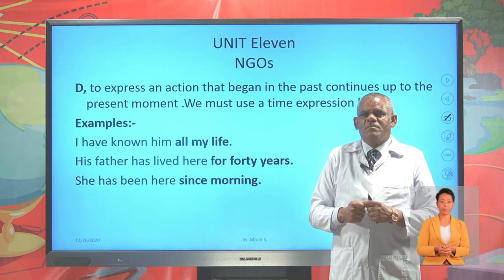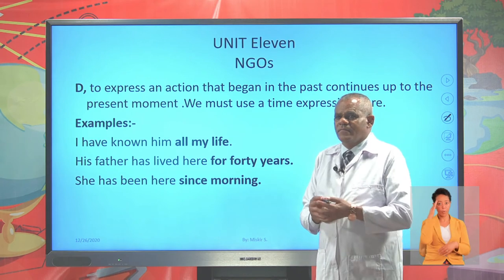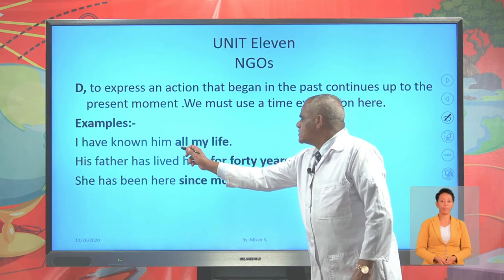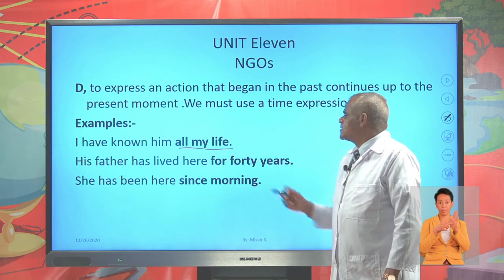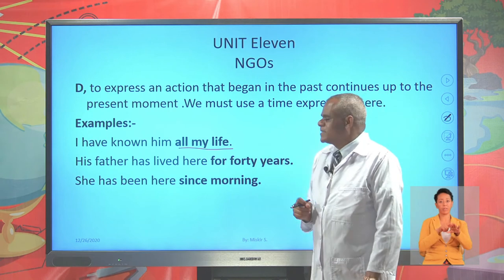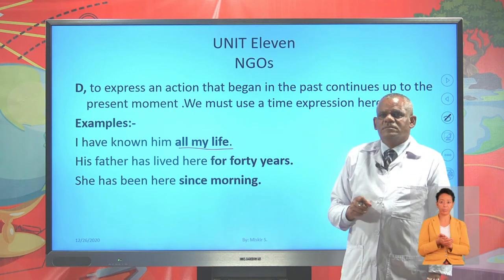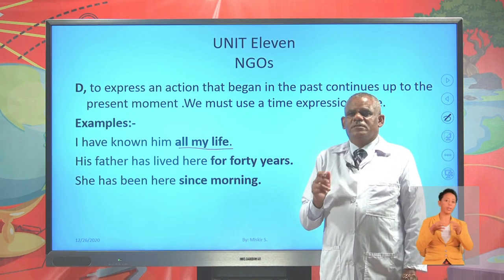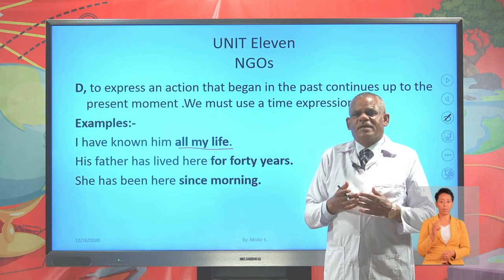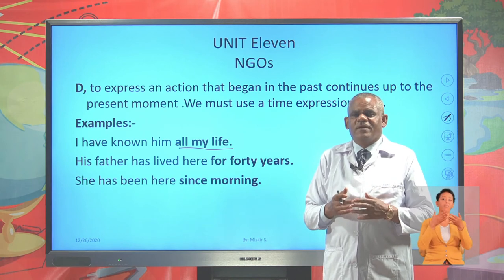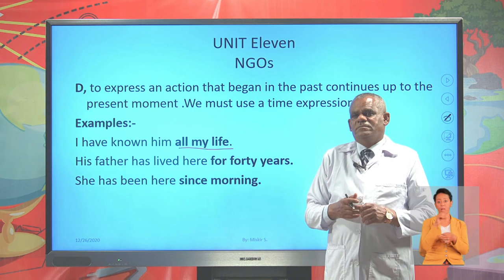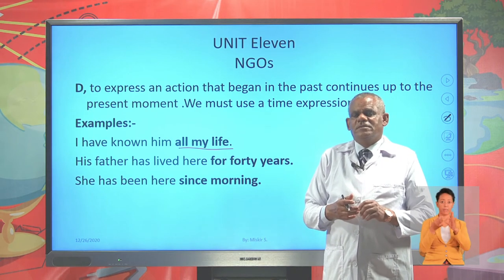I have known him all my life. This implies that this is all my life, right? Time expression. All my life is a time expression. This expression shows us that we are already familiar with that person. I have known him all my life means you have been familiar with that person for a long time. That is the meaning, and that is a time expression.